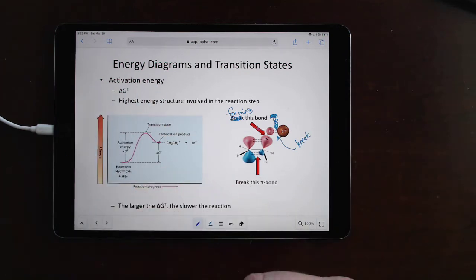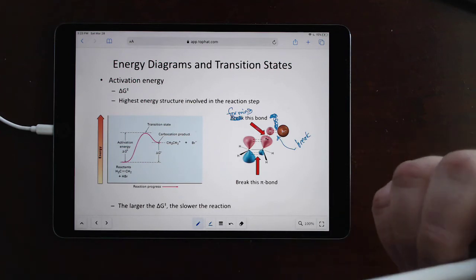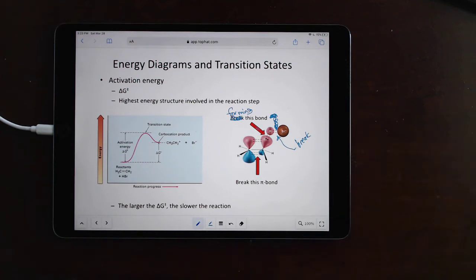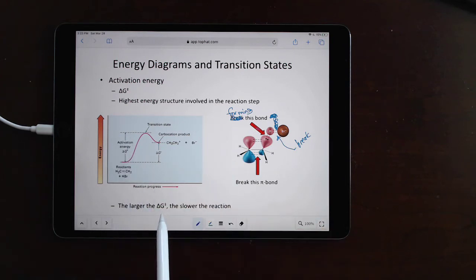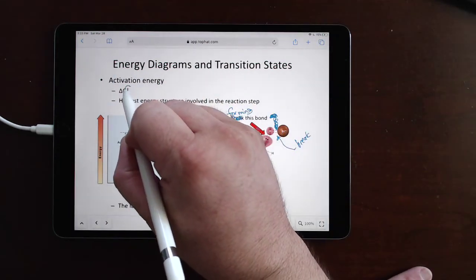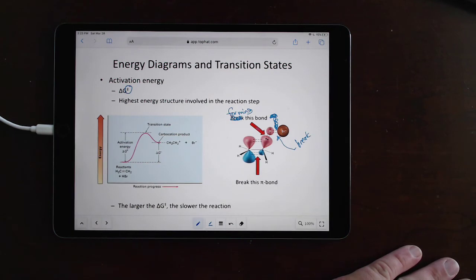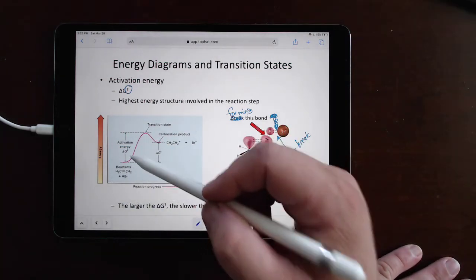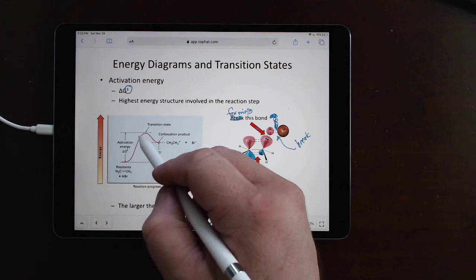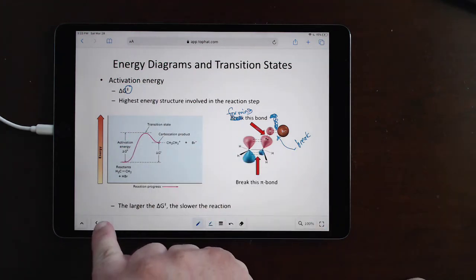So the activation energy is going to be the highest peak in the transition state. Okay, so at the highest energy structure, the larger the delta G, right, the slower the reaction. This is what's called a double dagger. So the higher the delta G double dagger, the slower the reaction. It's going to take you a lot longer to climb over a mountain than it is to climb over a hill. Right? So this is what determines the rate of reaction. Okay, so it is how high the transition state is.